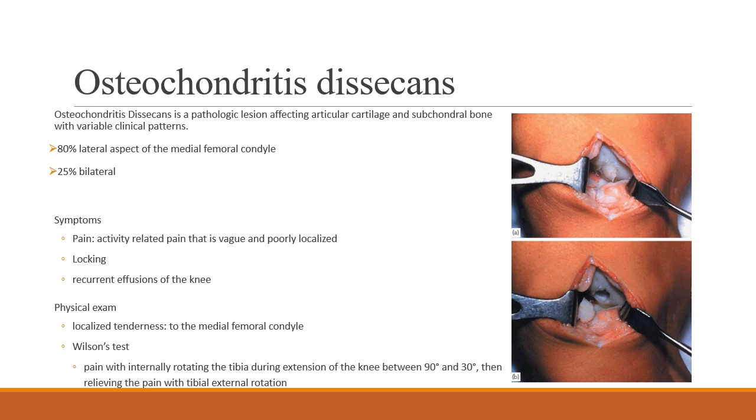And you can perform the Wilson's test. The Wilson's test is holding the limb, moving the knee from 90 degrees of flexion toward full extension with internal rotation and external rotation. Now with external rotation, the tibial eminence moves away from the lesion site and the patient will be pain-free. If you repeat the same examination steps with internal rotation, the eminence will rub against the lesion and will cause pain to the patient.